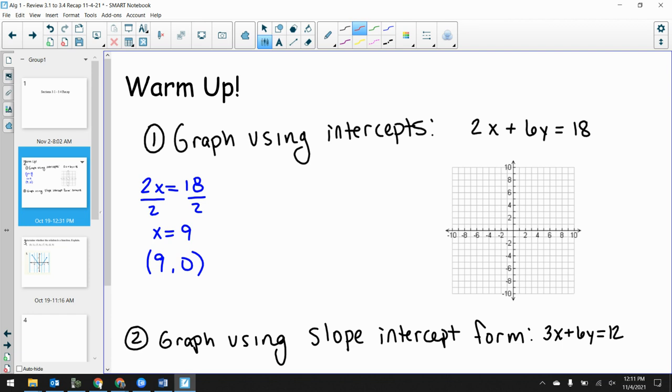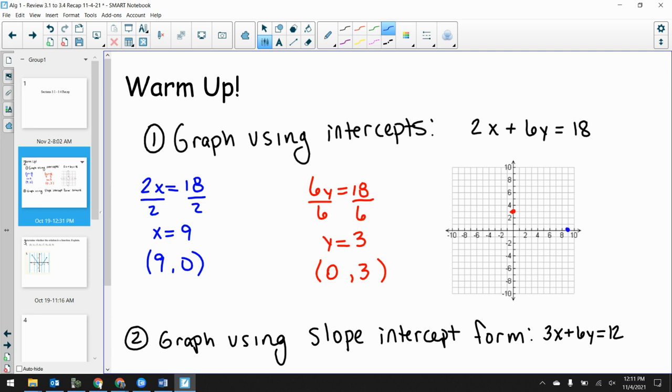Let's say, Addie, how do I find my y-intercept? Replace the x with a 0. And get? 6y equals 18. Good. And then finish it off. Divide by 6. To get? 18 divided by 6 is? 3. Which is the coordinate what? 0, 3. So now we go to graph these two. 0, 3 is right here. 9, 0 is right here.